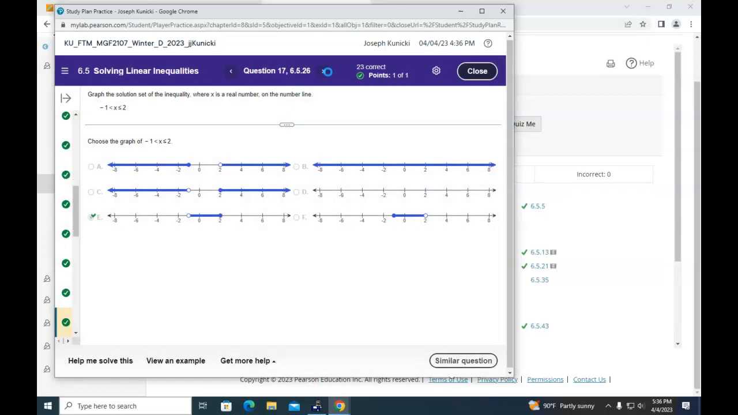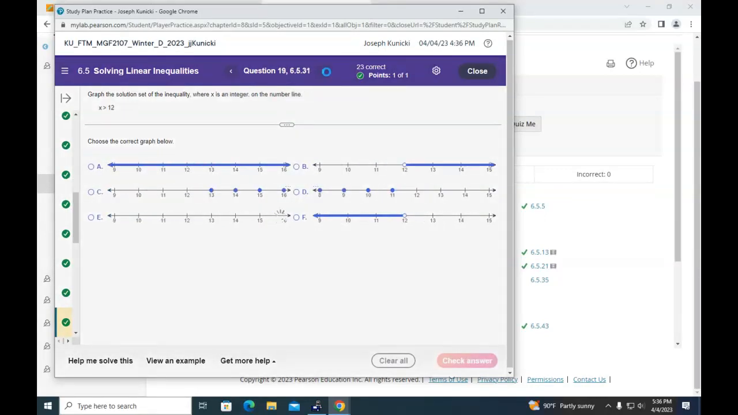Okay, now they're going to move to these integer solutions. You see, now you have to make sure you spend the extra couple of seconds reading the problem, where x is an integer. So A, B, E, and F, it has to be between C and D because it's an integer solution.